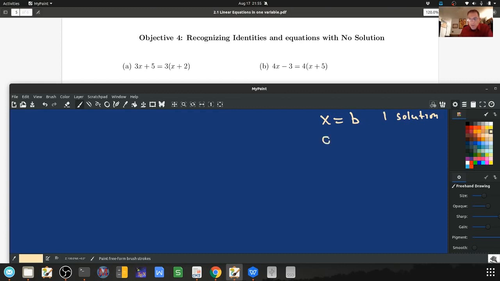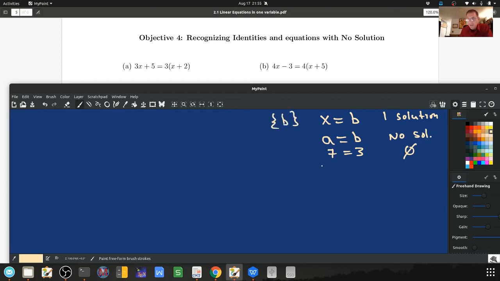Our other possibility is a is equal to b, where a and b are not the same, like 7 is equal to 3. Well, that's impossible. In this case, we have no solution. In other words, the solution set is the empty set. Up here, the solution set would just contain b.